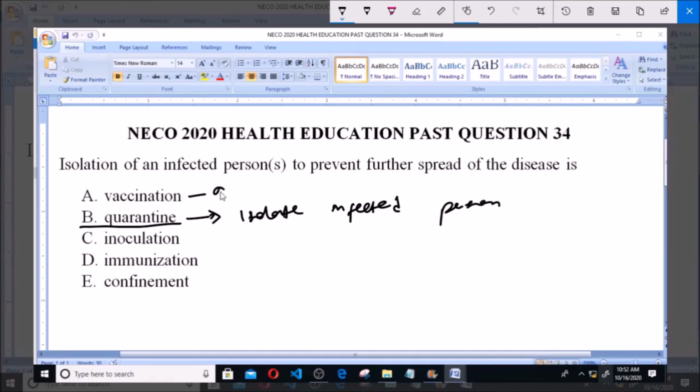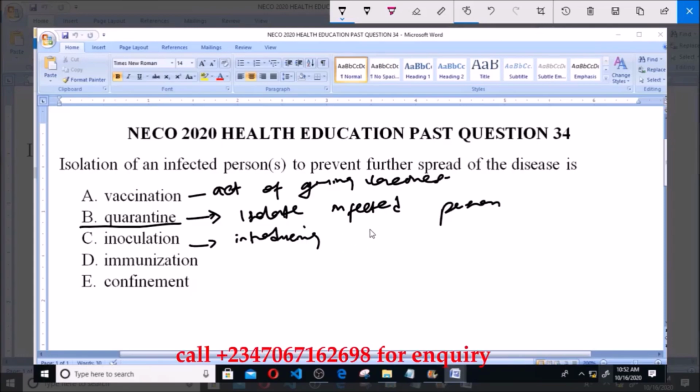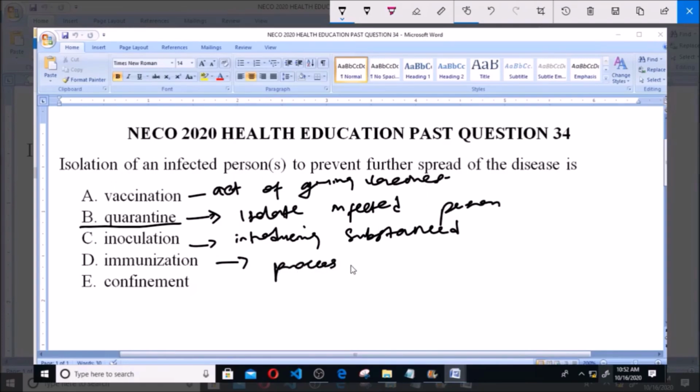Now vaccination here simply refers to the act of giving vaccines. Inoculation refers to the act of introducing substances like toxoids into the body to help fight against certain diseases. Then immunization here is the process of vaccination. The act of giving vaccines is vaccination, but the process of vaccination is known as immunization.